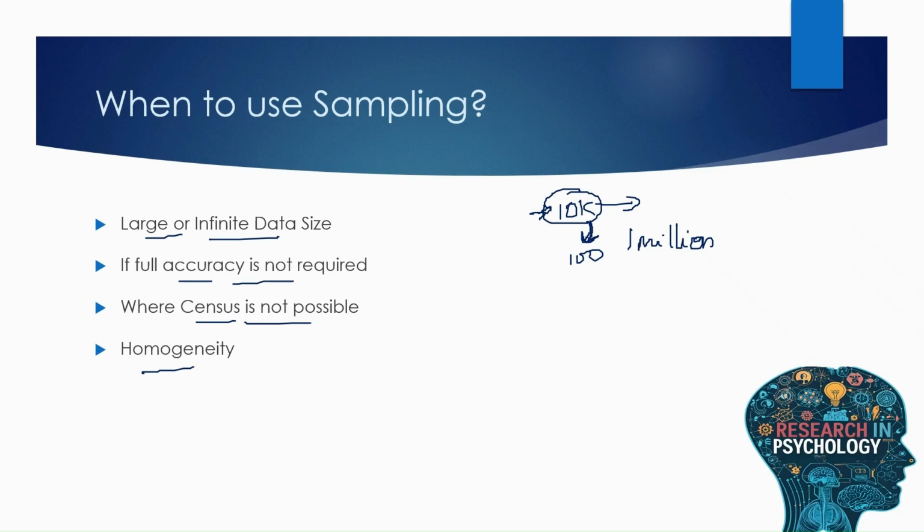So these are the 4 scenarios where you can use sampling: when your population is large or infinite, when you don't need full accuracy and have some sort of error margin, when a census is not possible, and when your population is homogeneous. All right.